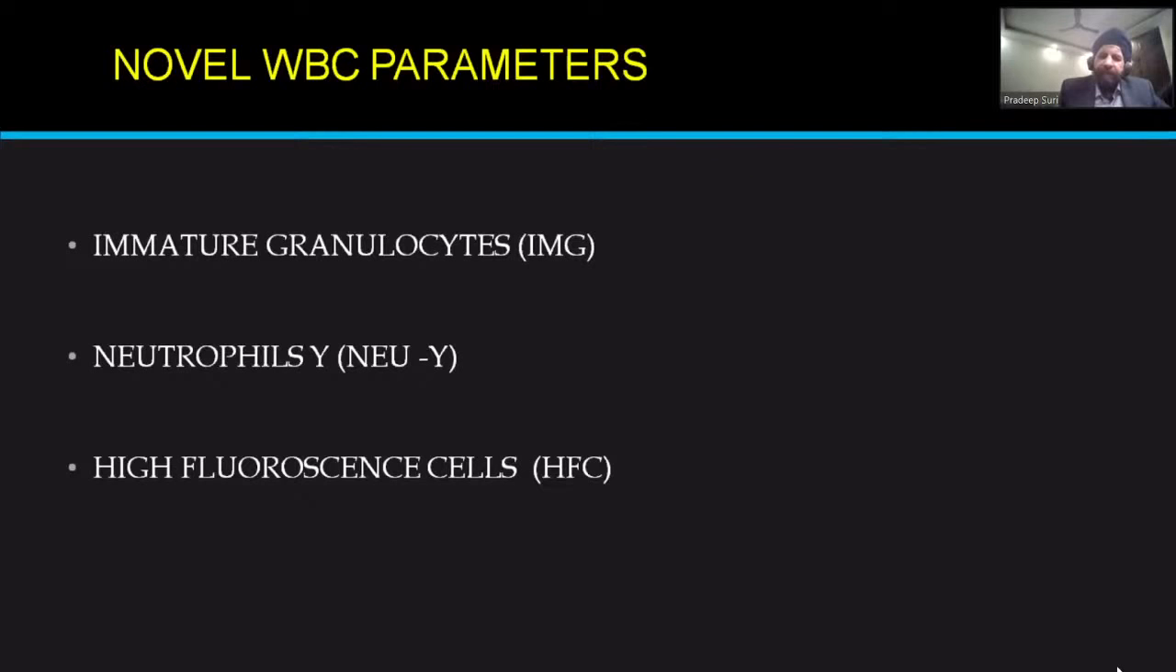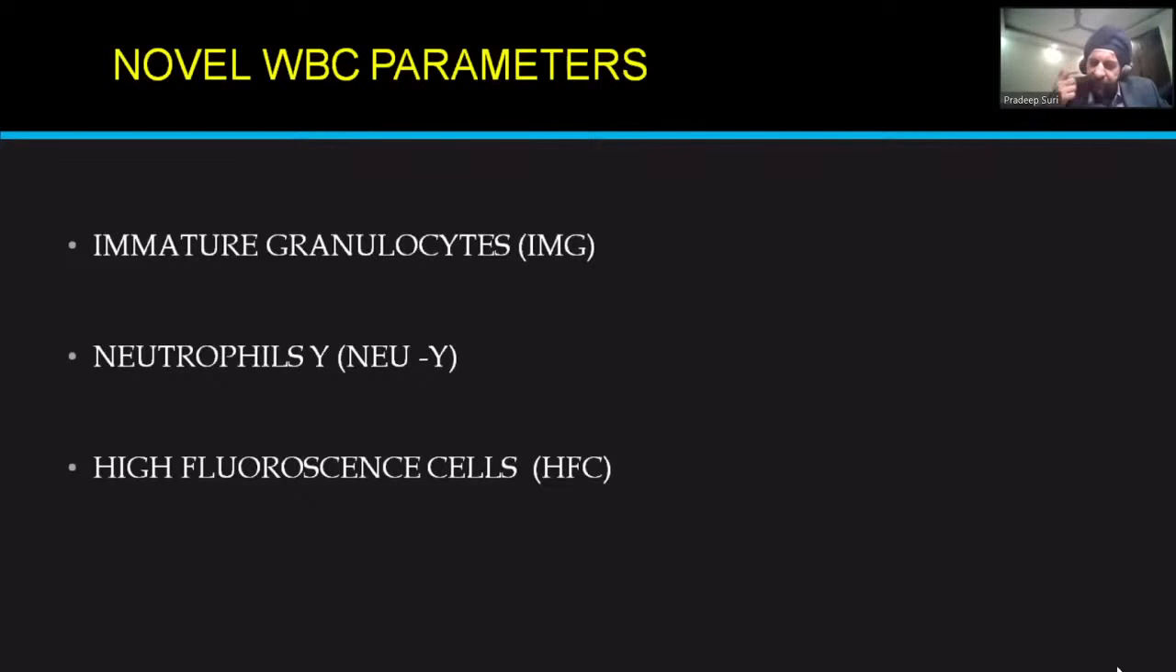Now this parameter basically depicts the amount of DNA and RNA content in a WBC or a neutrophil, and thus is directly related to the fluorescent signal that the neutrophil is generating. Again, the more immature the cell, the higher the DNA and RNA content. It is pretty much on the same lines. Both IMG and new Y are by and large used to diagnose bacteremia and septicemia. The third in the line is the high fluorescent cell or the HFC.